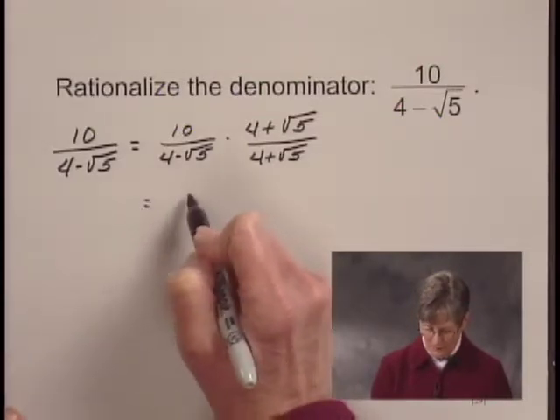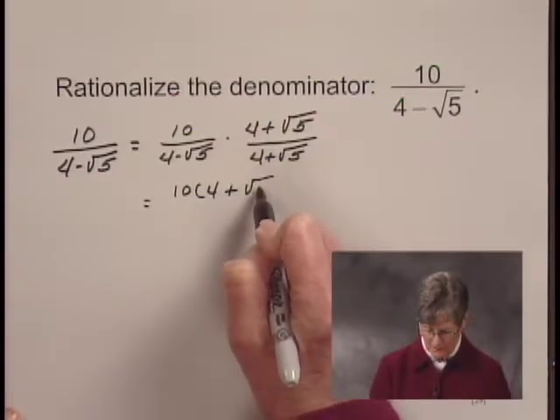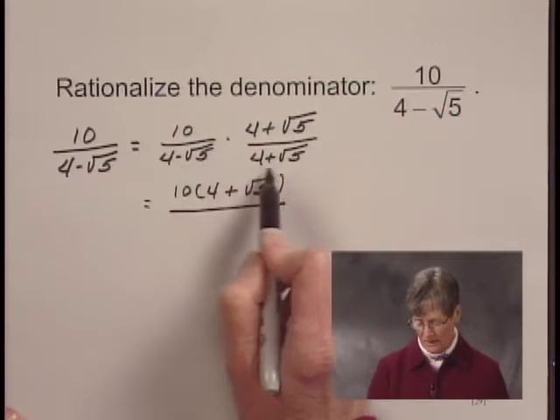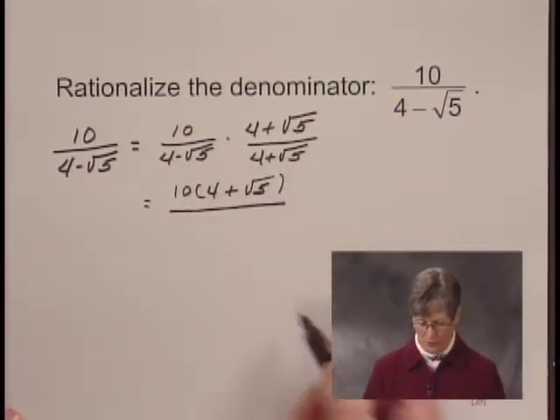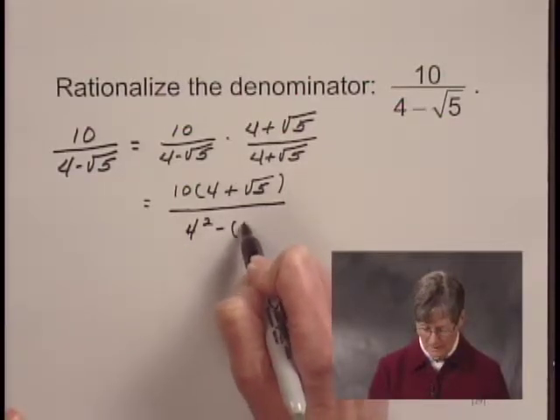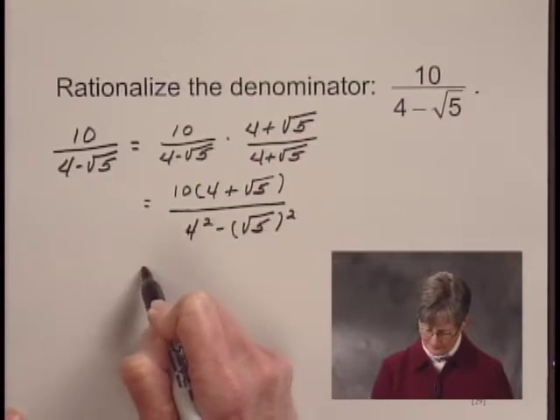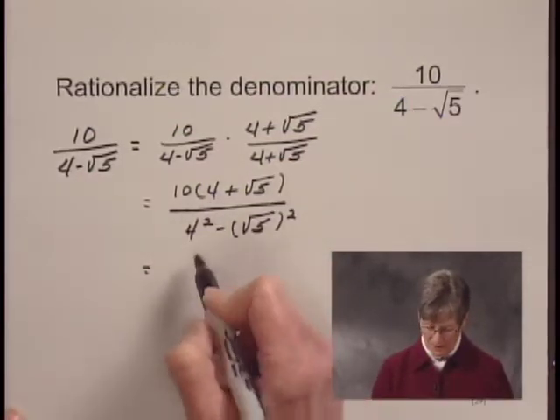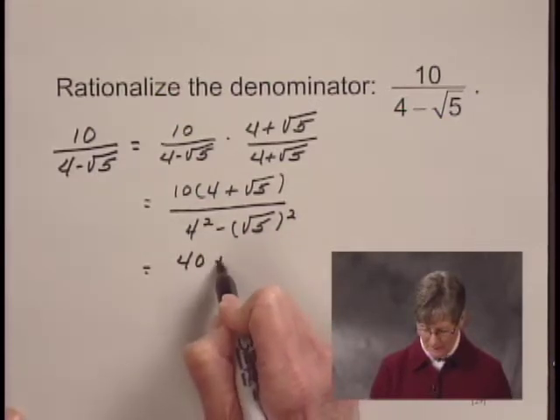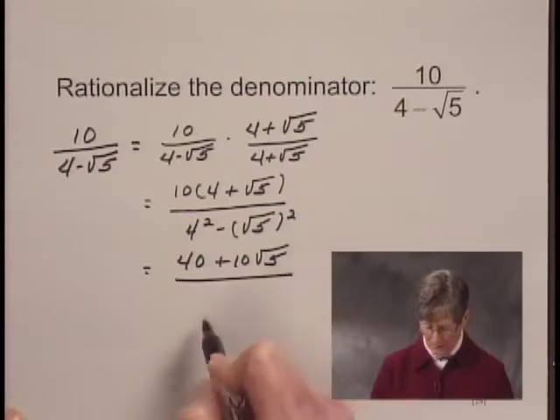So in the numerator, doing the multiplication, I have 10 times 4 plus the square root of 5. And in the denominator, I have the product of the difference and the sum of the same two terms, so I'm going to have 4 squared minus the square root of 5 squared. Doing the multiplication in the numerator, I have 10 times 4, which is 40, and 10 times the square root of 5. So I have 40 plus 10 times the square root of 5.